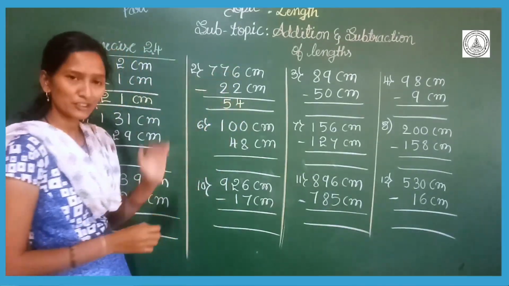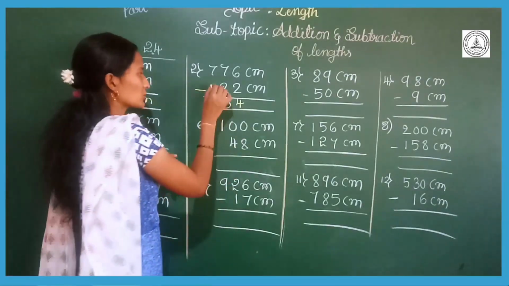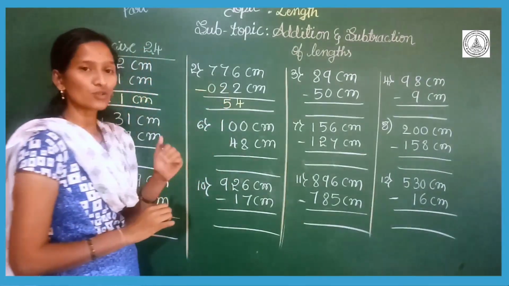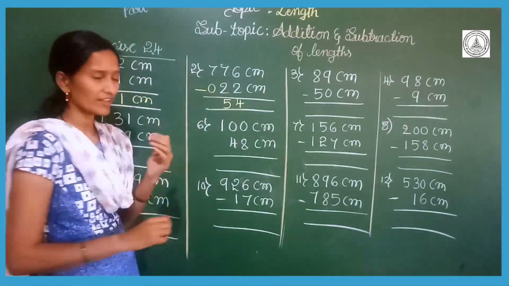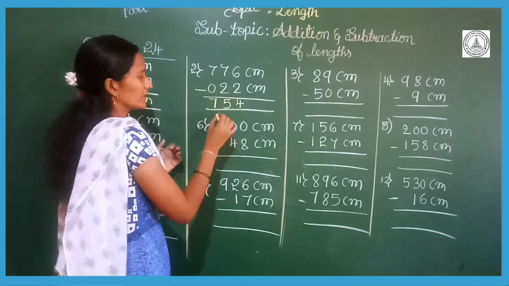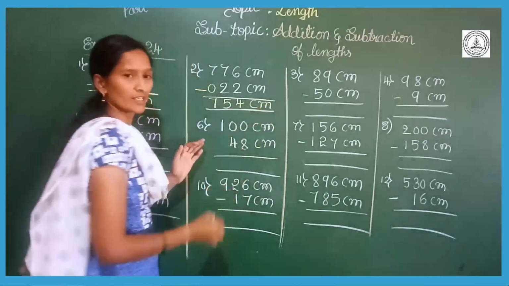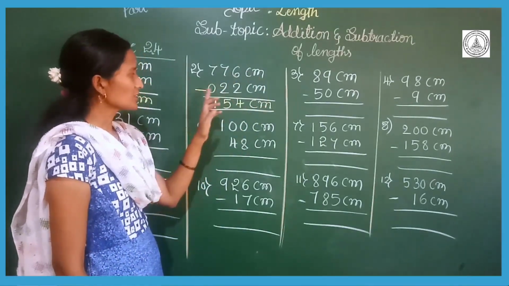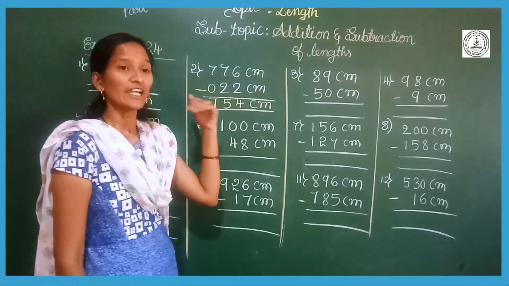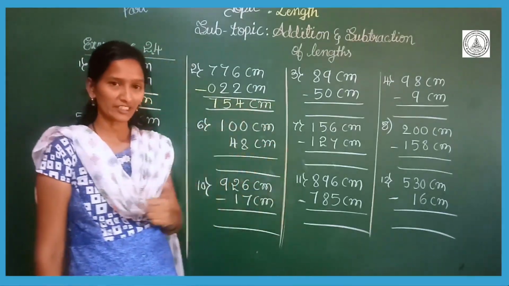So now come to the hundreds column. Here is only one number, that is 7. There is no number here, right? So I am writing 0 here. 7 minus 0 is 7. It is 754 centimeter. Students, 776 centimeter minus 22 centimeter gives the difference as 754 centimeter.